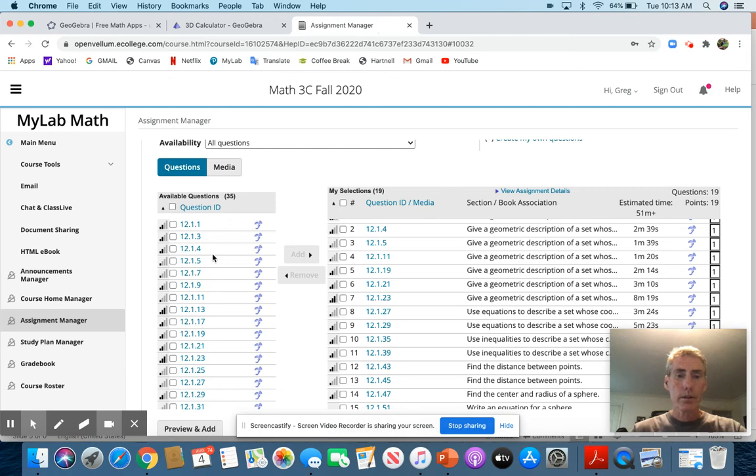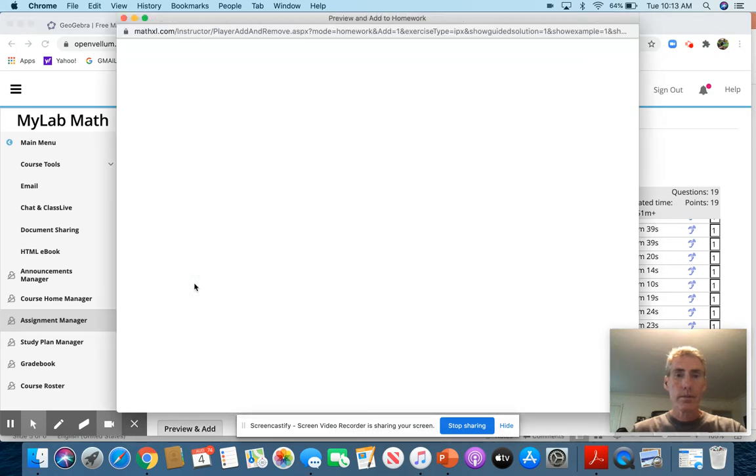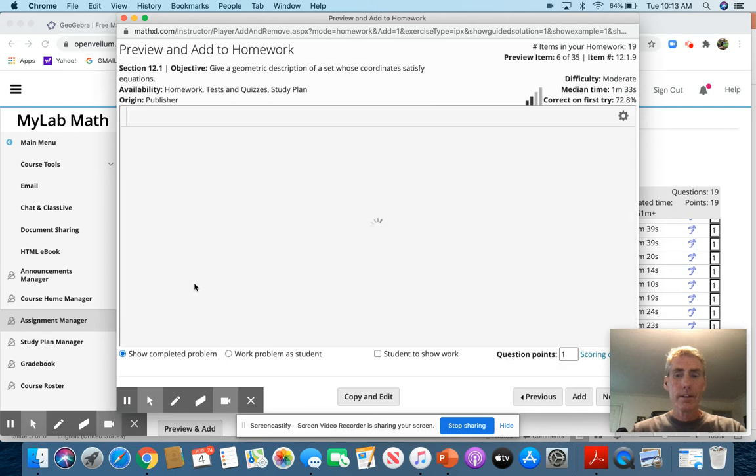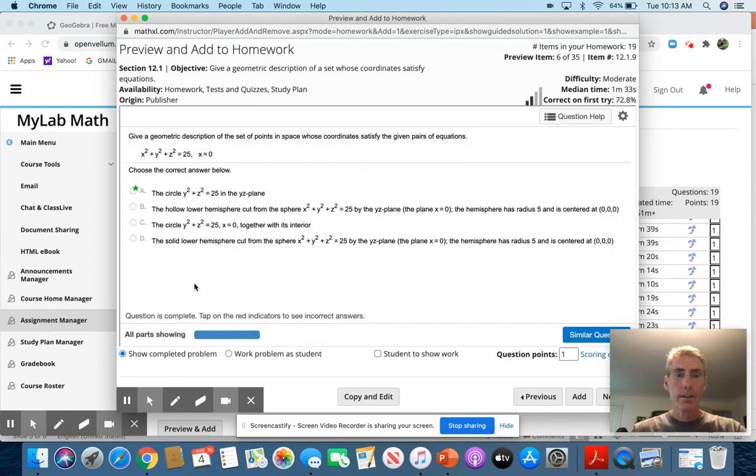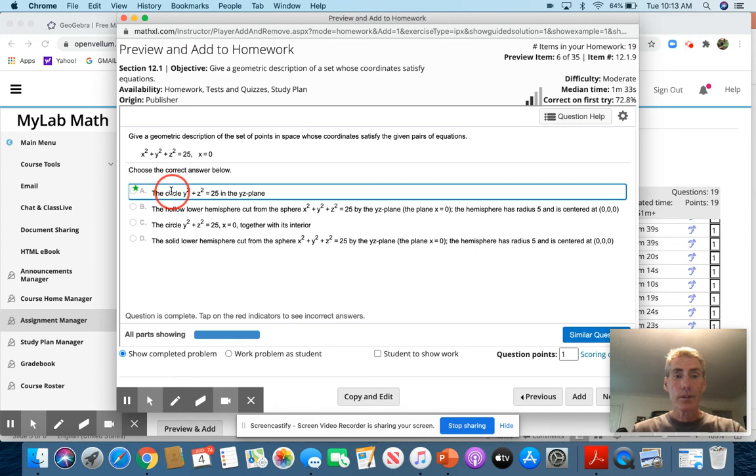Uh-oh, it disappeared. Because I have the teacher's version, it already tells me the answer. That's sort of a ripoff, but I can't do anything about that. So the circle y squared plus z squared equals 25 in the yz plane. Simply because it said x equals 0, I know that's the yz plane. Also, by looking at it, I can see that it was a circle. So I'm pretty sure that it's part A.